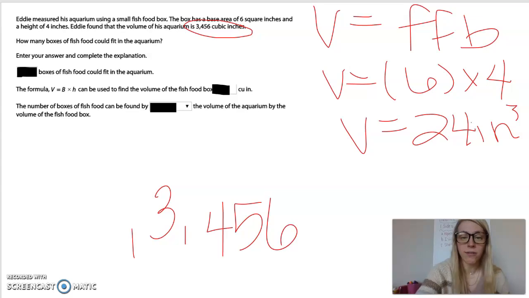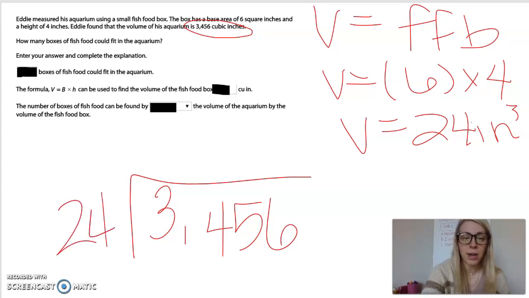Because that's our final answer, and we're trying to figure out how many of the 24 boxes can fit into that aquarium. So I'm just going to do quick math here because I am limited on time on this source that I'm using. So I'm going to take 3,456 divided by 24, and I get 144 fish boxes being able to fit into that tank, and that is the correct answer.